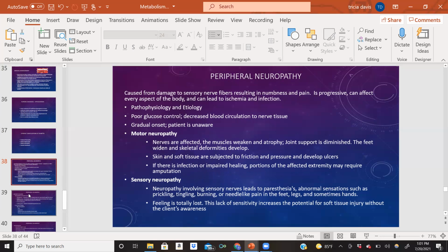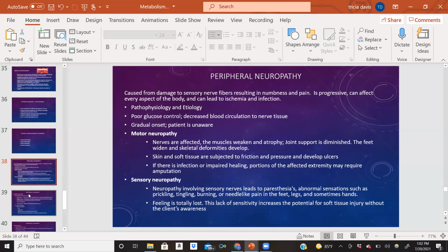Our pathophysiology and etiology is going to be that poor blood glucose control, which causes decreased blood circulation to the nerve tissue. Remember, the blood is so thick, it doesn't perfuse our body like it's supposed to. So we have that decreased blood circulation to our nerve tissue. It is a very gradual onset. Because it develops so gradually, usually the patient is unaware.